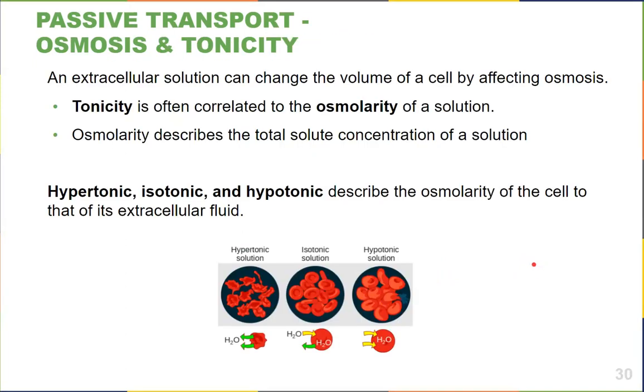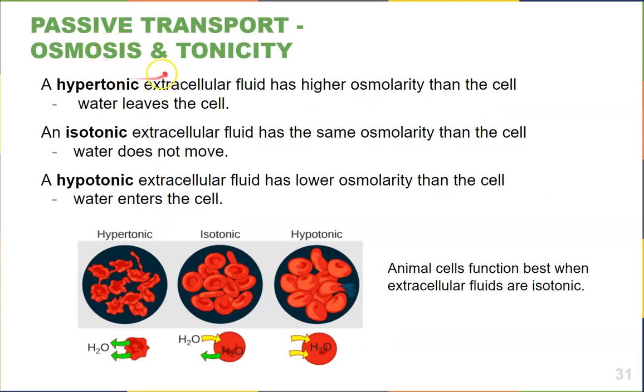Okay, so more about osmosis. Osmosis causes something called tonicity, and there are different types: hypertonic, isotonic, and hypotonic. They describe the cell in relation to the exterior environment. In a hypertonic solution, the water is going to leave the cell.